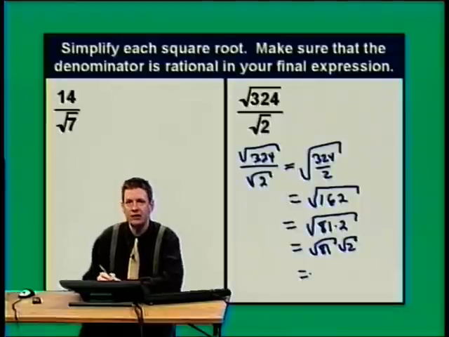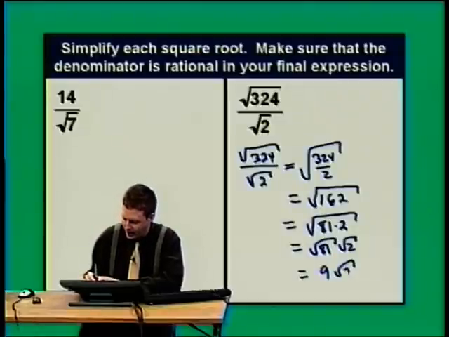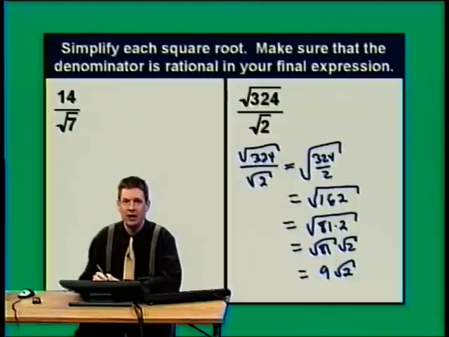By definition, the square root of 81 is the non-negative number that you square that gives you 81, so that would be 9. So my final simplification is 9 square root of 2. How about the other problem?